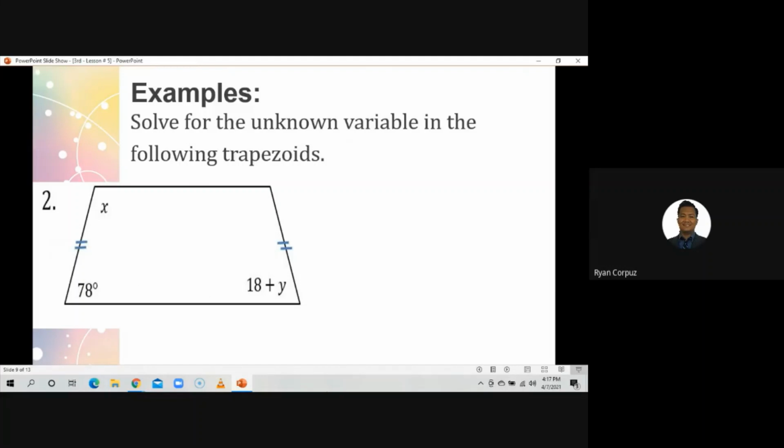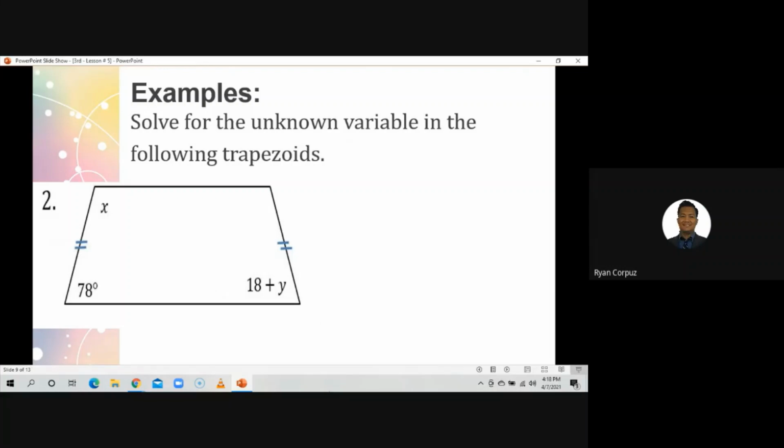So if you are going to analyze the given here, you cannot make use right away of this, yung opposite angles. It's because they are using different variables. Instead, let's focus on this first. So as you can see, we do have an exact measure here of one of the base angles of that trapezoid, which is 78 degrees. And this is also a base angle. So base angles, according to the property, are congruent.